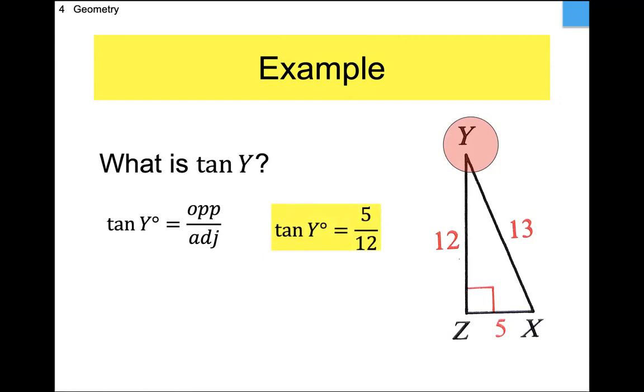And the adjacent side, be careful because we don't want to use the hypotenuse. The hypotenuse is the side opposite the right angle. So the adjacent side would be 12. So that's why tan y is 5 over 12.